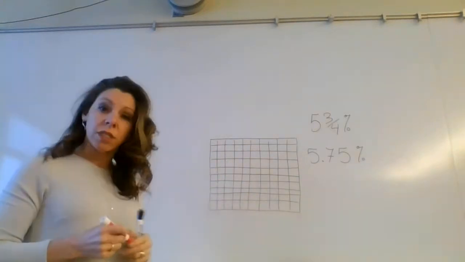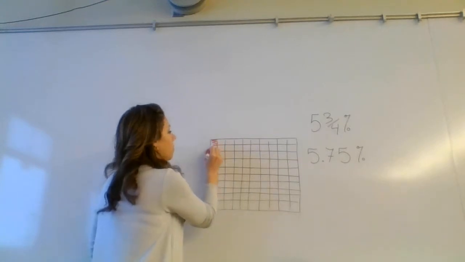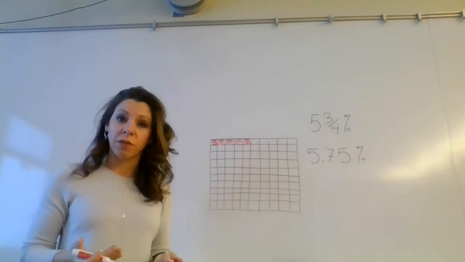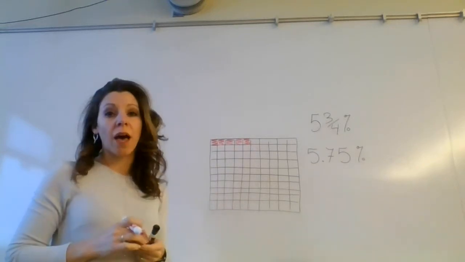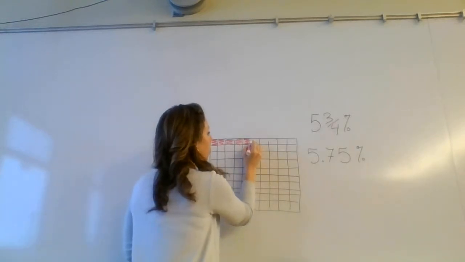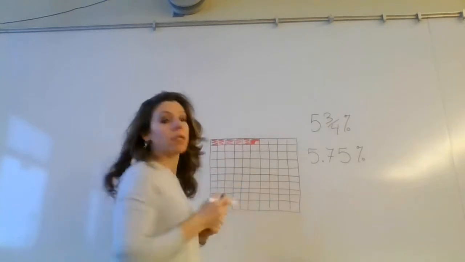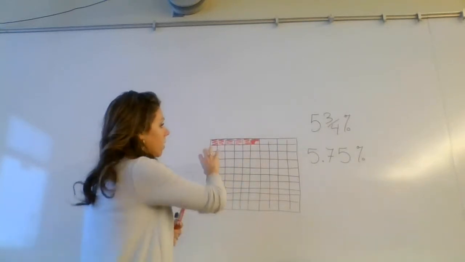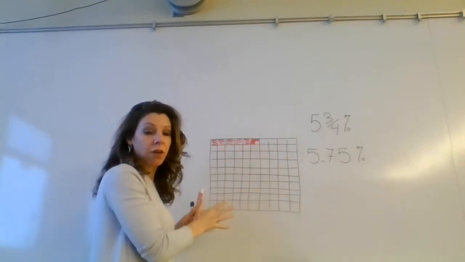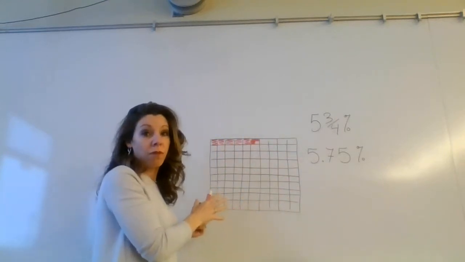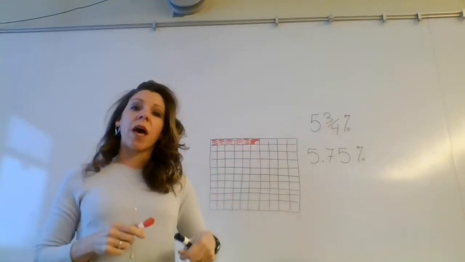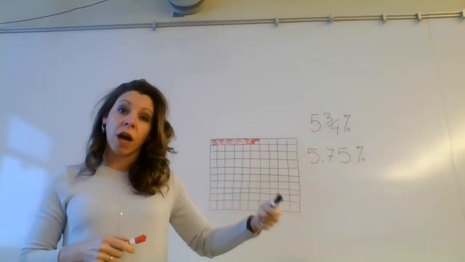So 5.75% will be 5 full boxes, and that 0.75 represents 3/4 of just one of the boxes. So I'm only going to shade in 3/4 of one of my boxes. Now I can see that 5.75 is really a very small piece of this entire board, or of 100%. So again, 5.75 is 5.75% or out of 100.